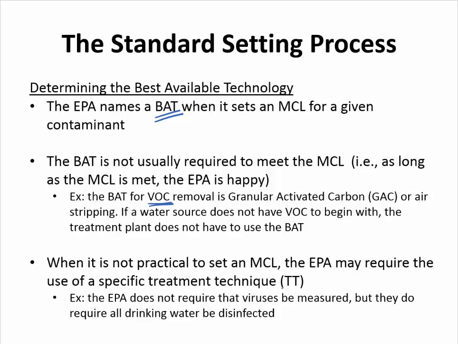When it is not practical for the EPA to set a maximum contaminant level, the EPA requires a specific treatment technique, and this is given the acronym TT. An example of this is that viruses are not required to be measured. It's actually very costly and difficult to measure viruses in the laboratory. So instead of setting a numeric criteria, the EPA requires that all drinking water be disinfected and must meet something called CT values. And we will review this when we do drinking water treatment.